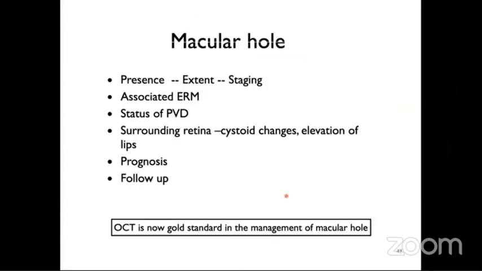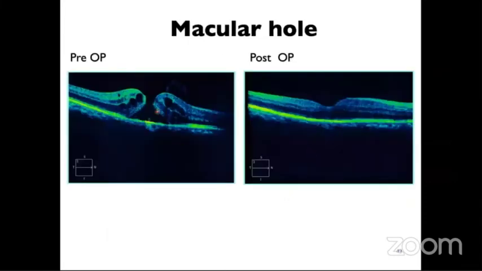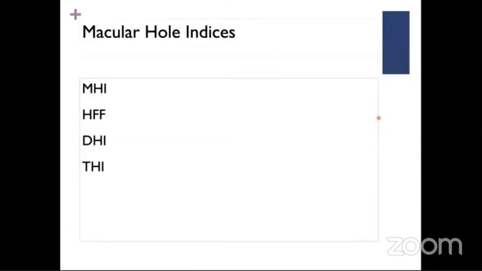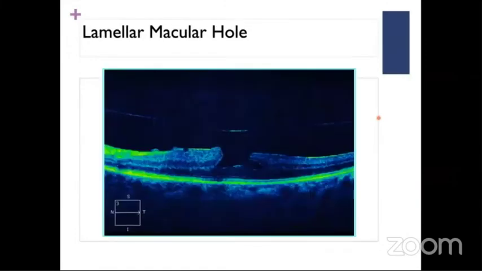So OCT has an immense role to play in the diagnosis, prognostication, and follow-up of macular hole. This is a case of full thickness macular hole before and after the macular hole surgery, where there is a continuous ISOS line, which indicates a good prognosis. So various indices like macular hole index, hole form factor, diameter hole index, and tractional hole index.